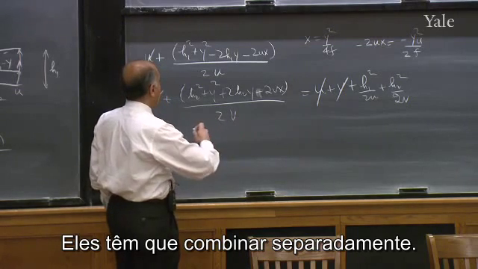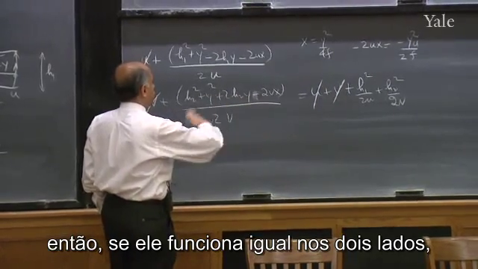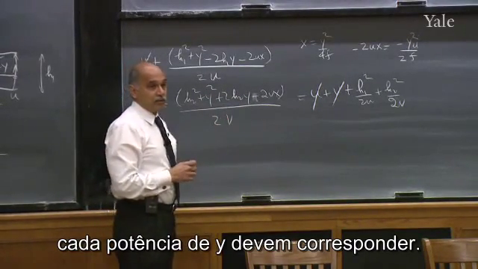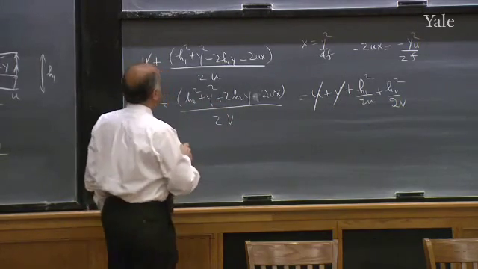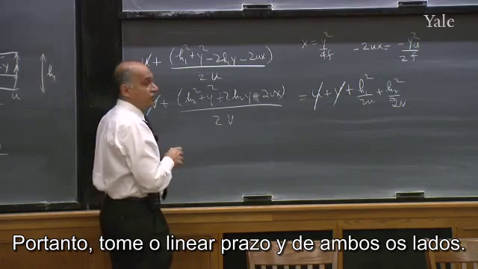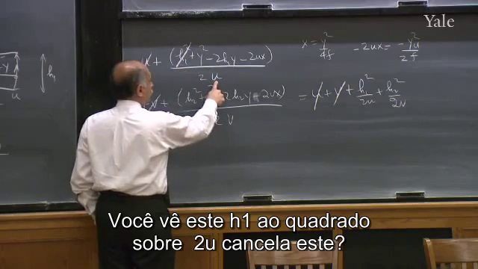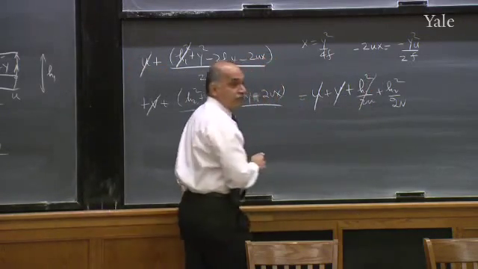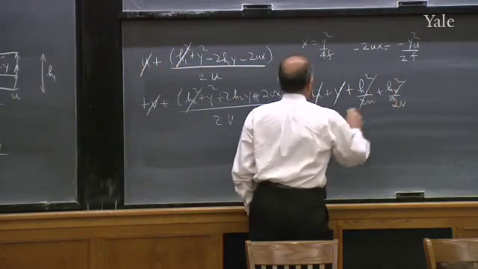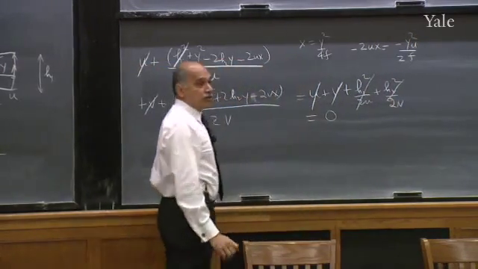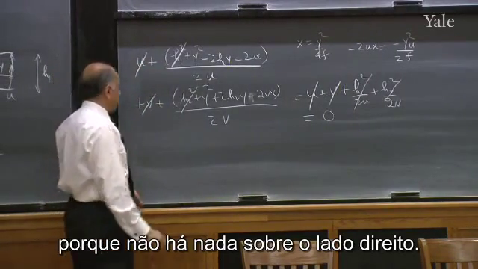They have to separately match. When you have a function of y, then if the function is equal on the two sides, every power of y should match. Of course, we only have two powers here. They should both match. So take the term linear in y from both sides. Oh, let's get rid of one more stuff. Do you see that this h1 squared over 2u cancels this one? And this h2 squared over 2v cancels that one. So I got nothing left. So everything on the left-hand side should add up to 0. There's nothing on the right-hand side.